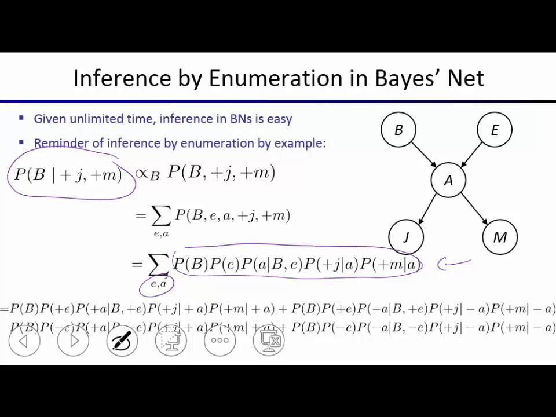Okay. The number of terms we end up with depends on the number of hidden variables we're summing over. So here we're summing over two hidden variables. Each can take on two values. So we have four terms total in the summation. So we have the first one here, second one here, third one here, fourth one here.